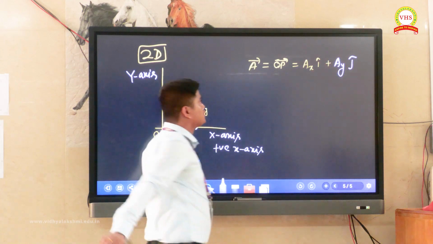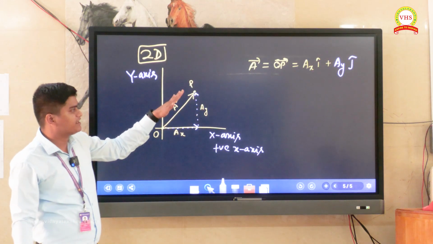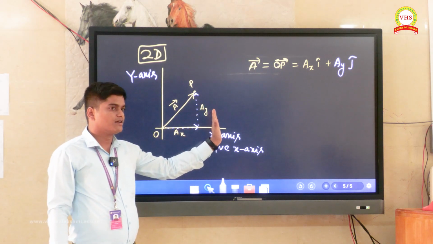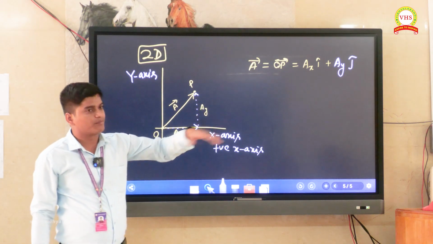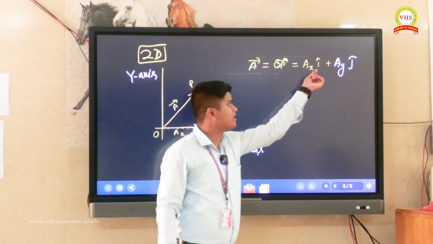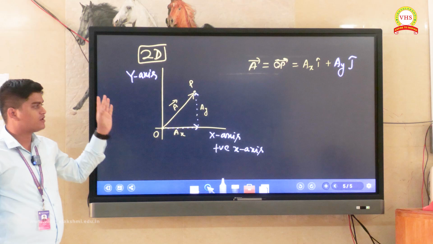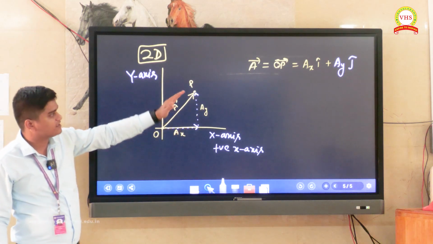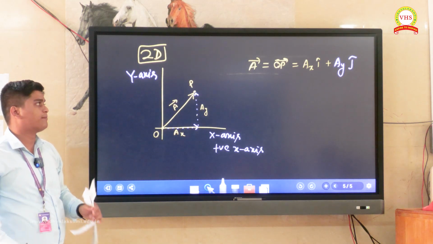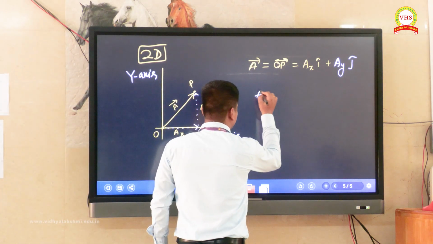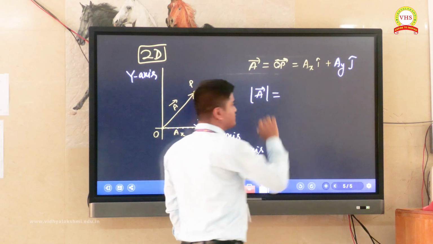ay j cap. So my a vector is represented as ax i cap plus ay j cap. Why is there a combination? Because we have taken two axes, the y axis and the x axis. So the vector is represented as ax i cap plus ay j cap. Now the main thing comes here: what is the magnitude of this vector?